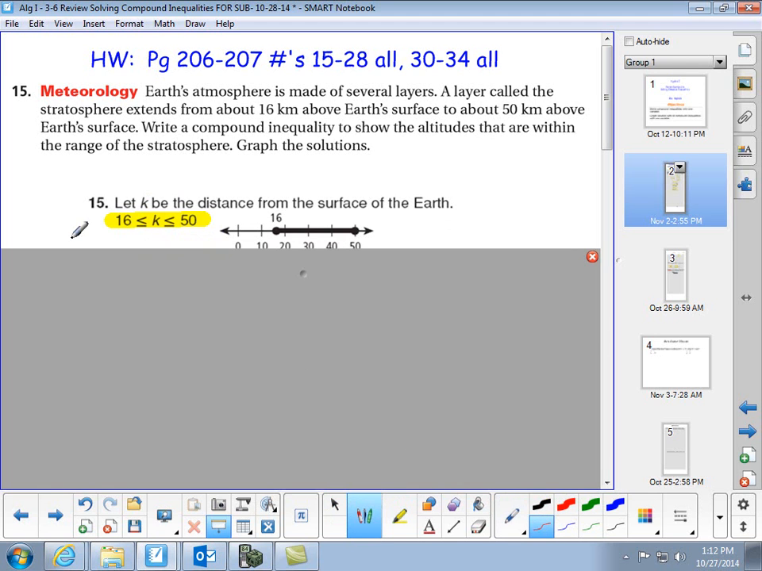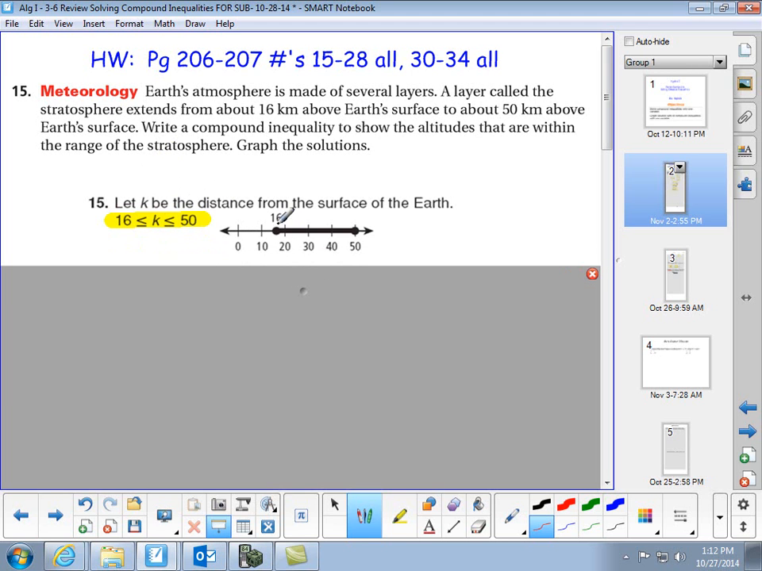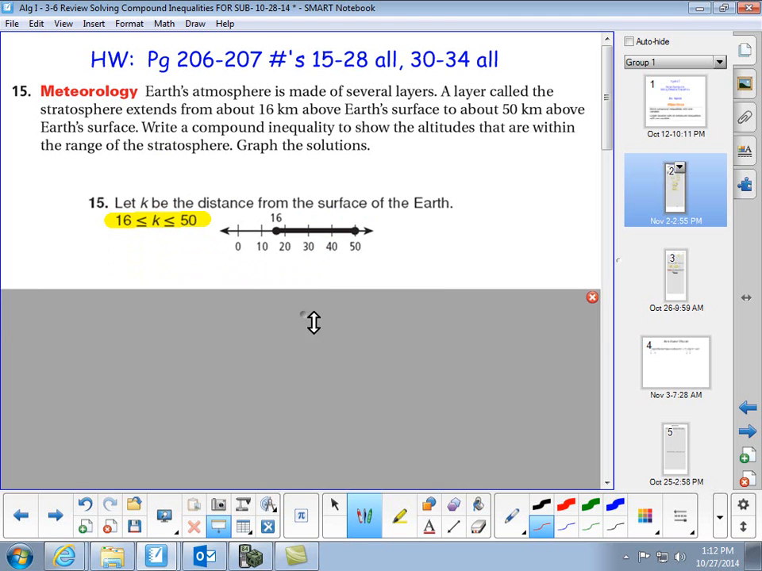Keep in mind on these, when you have a compound inequality that's an and, your signs have to go the same way. You should always put your lower bound at your left, the upper bound at the right, variable in the middle, and then your signs will always go in the less than direction. So it is everything between 16 and 50 inclusive.